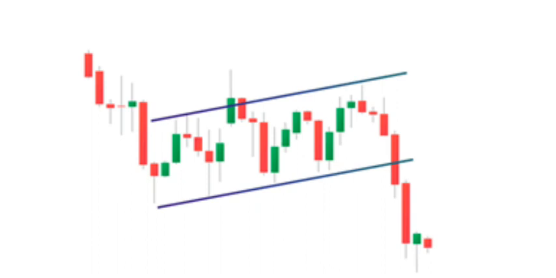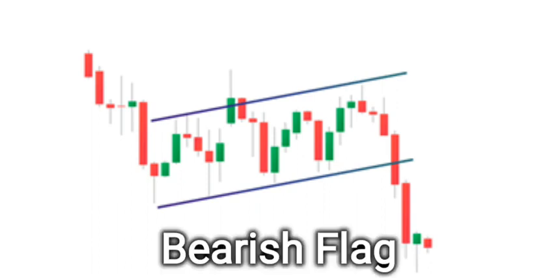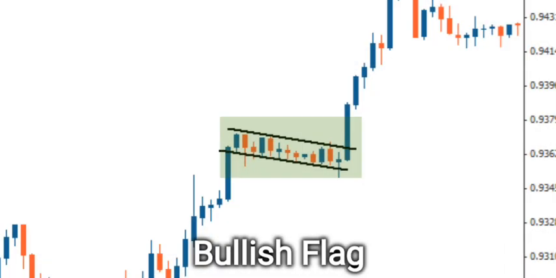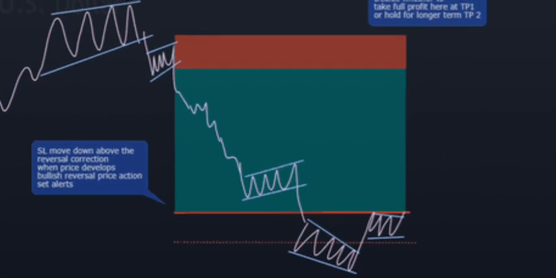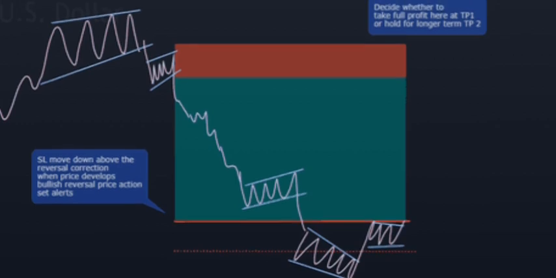The first one that you can see on the screen is the flag. This is the bearish flag, and you also have a bullish flag. Whenever you see a flag, make sure to take advantage. Spend time in the market trying to spot flags until your eyes are familiar with flags.